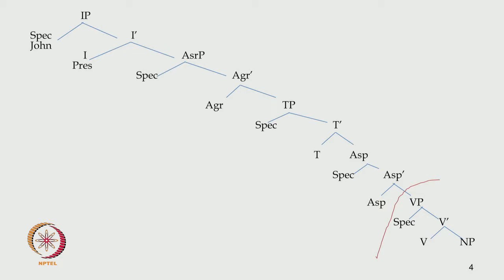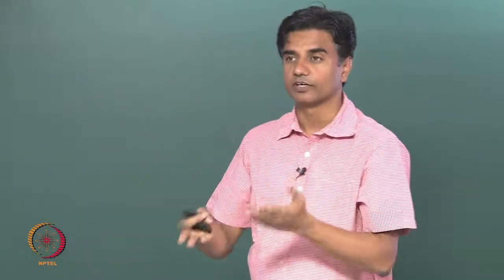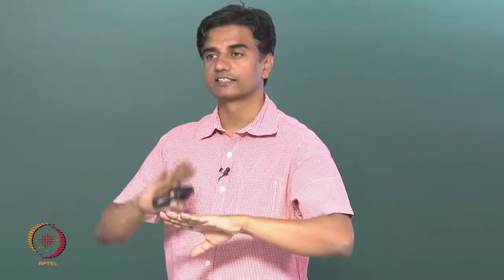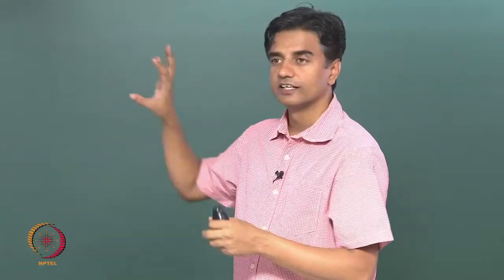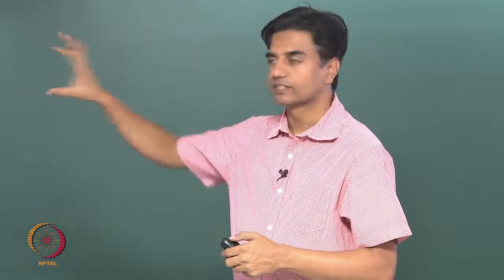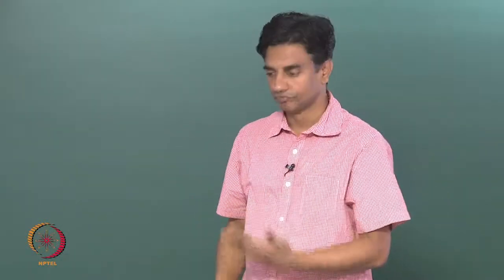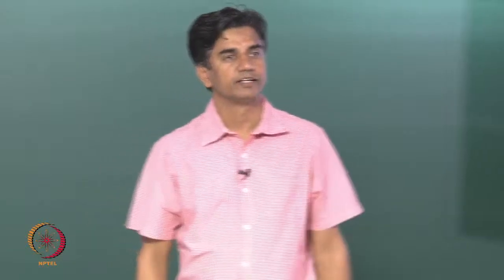And then, as you know, this is the structure for the sentence that we have been looking at. Students of physics like pizza in the evening, and we have seen how VP works, how the subject NP works, and then what's the functional layer and what's the lexical layer so far. Okay? Can I move? Any other question? Anyone? Before I move to complement and adjunct and talk more about this.